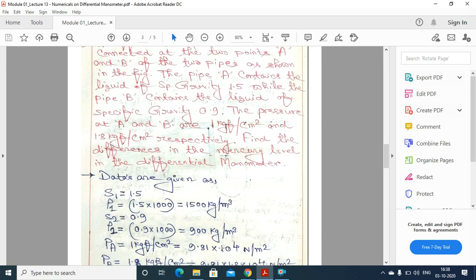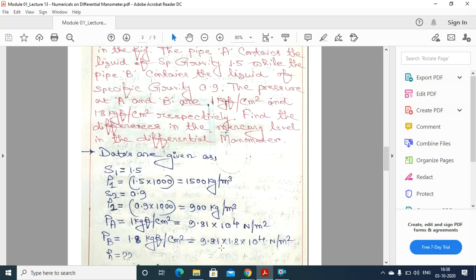Now again PA is given as 1 kg force per centimeter square. So 1 kg force is equal to 9.81 Newton. That's why, instead of 1 kg force, we can write 9.81 Newton. Okay, and to convert the unit from Newton per centimeter square to Newton per meter square, it will be multiplied by 10 to the power 4.